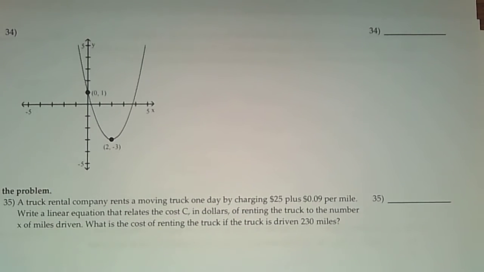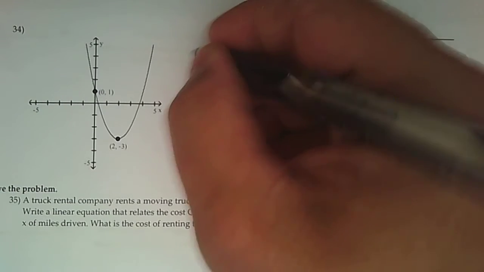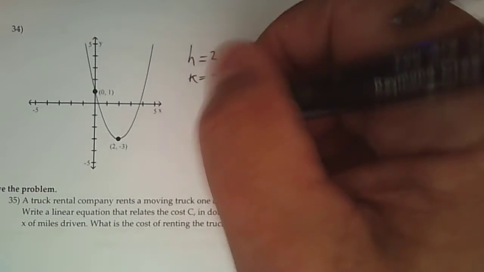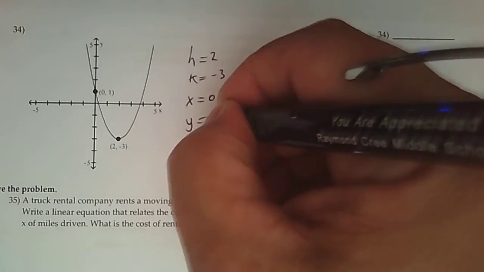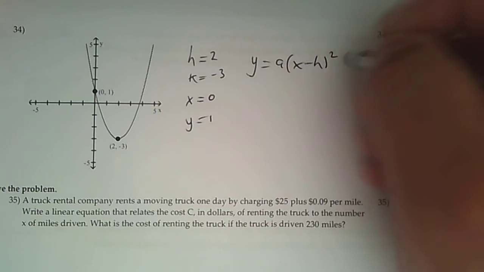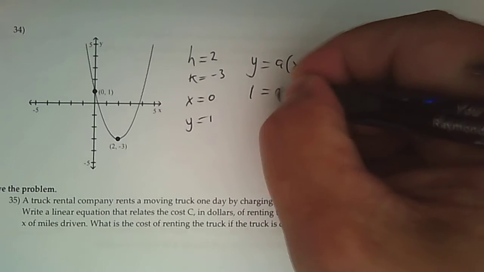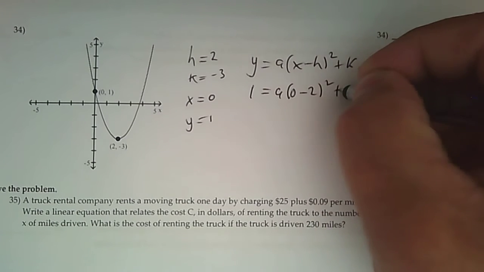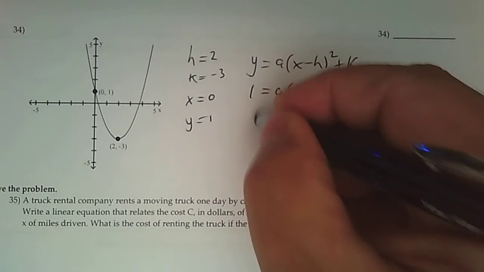One more time. Feel free to pause and try it. Vertex is at 2, -3. Another point that I need to know is at 0 and 1. I'm going to write y equals a, x minus h squared plus k. Substitute and solve for a. So 1, 0. Oops, that should be a -3. That's fine. So I'll simplify this.